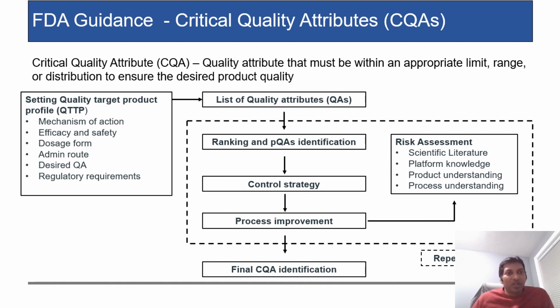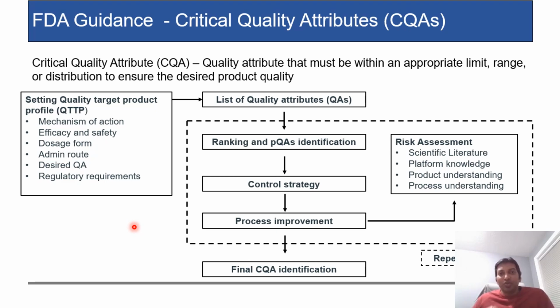So to start off, when you have a final product, a drug product, and you want to define the critical quality attributes, the first thing you ideally set up is a quality target product profile, called QTPP. And we define that by different approaches. One would be you understand the mechanism of action, the efficacy and safety, dosage form, which you get from your preclinical information, and route of administration, desired quality attributes, and regulatory requirements, as this product has to go through. What is the regulatory guidance available?